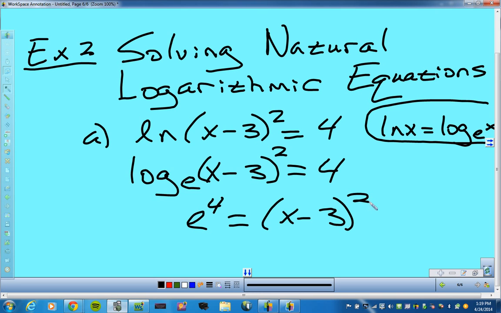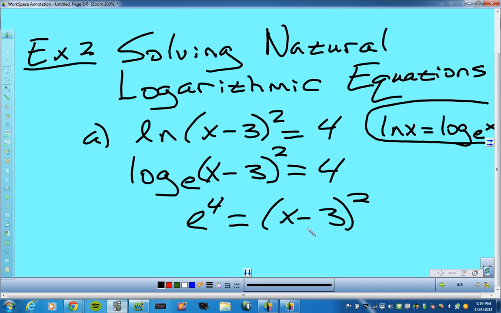Right, so the base is always the base. Base of the log, base of the exponent. And then the 4 and the x minus 3 squared just switch places from one side of the equal sign to the other. So remember that e to the 4th is a number, 2.71828 to the fourth power. So if we're trying to solve for x, what do we have to do?